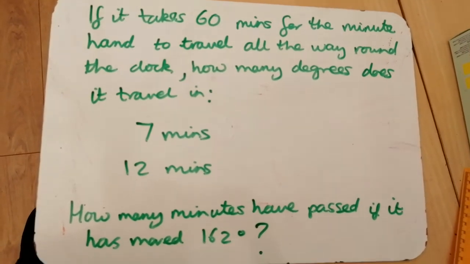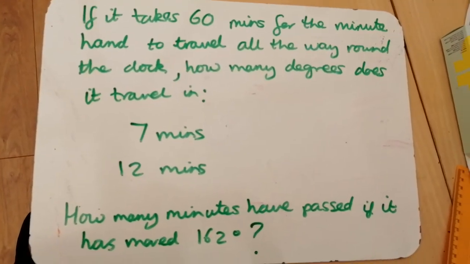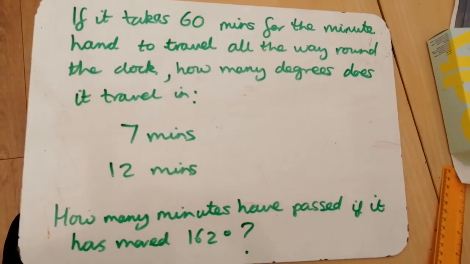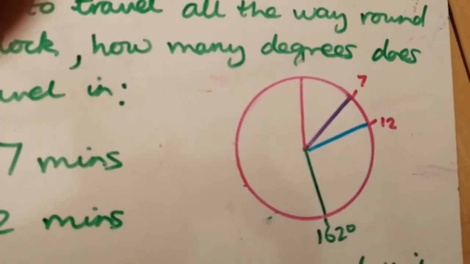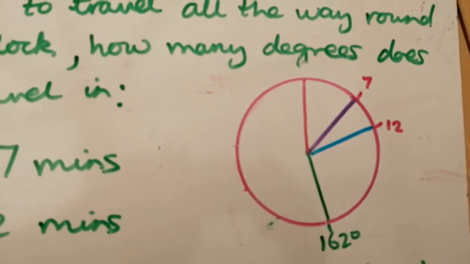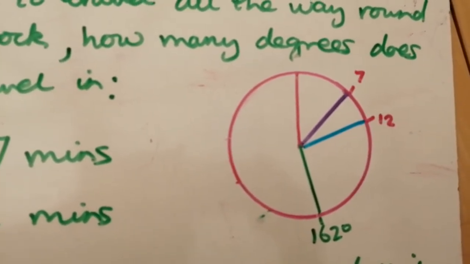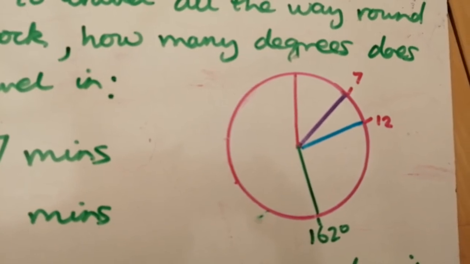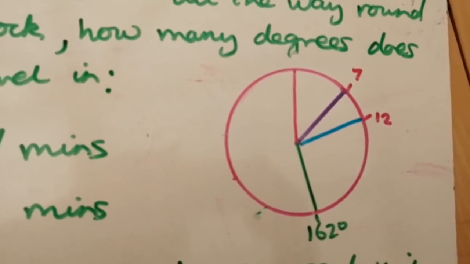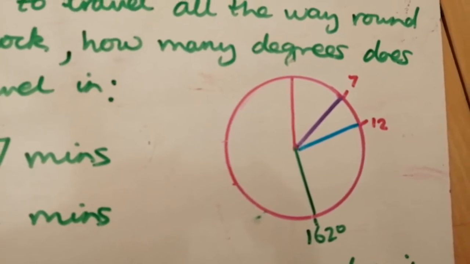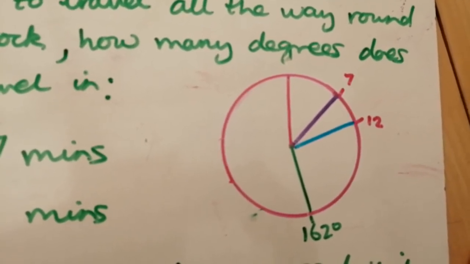So you've got a 3-part question there. So I suggest you start off by getting a clock nearby or drawing one. So I've started off by drawing myself a very simple clock face, just so I've got some idea of what I'm doing, marking on roughly where 7 minutes would be and 12 minutes, and actually measuring with my protractor 162 degrees, and that way I'll know if I'm close when I get my answers.